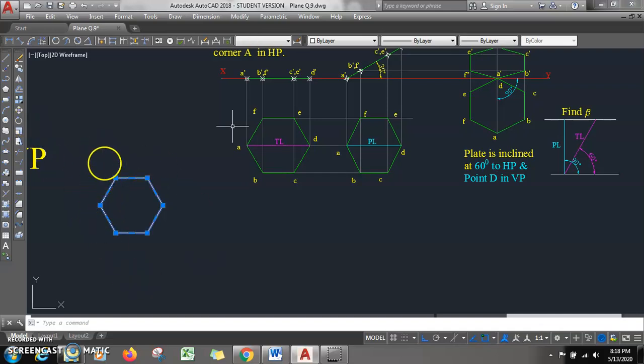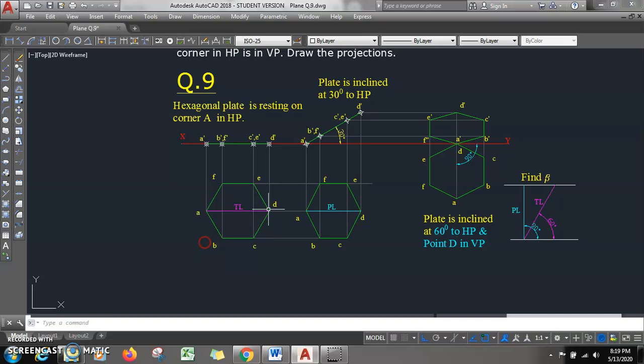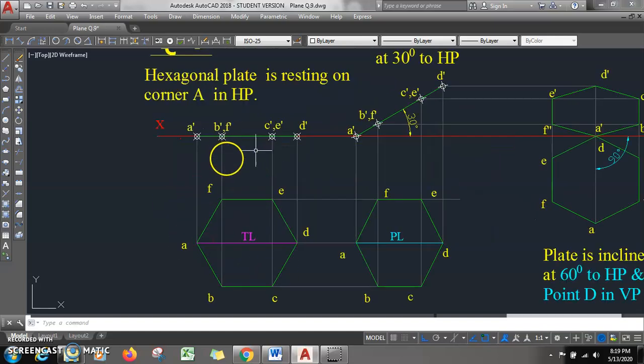So in the first projection there should be a corner. Now I will draw the hexagon. Initially it is assumed that the complete plane is in HP, so the top view will be a hexagon and the front view will be a line view. So I have drawn the hexagon here.